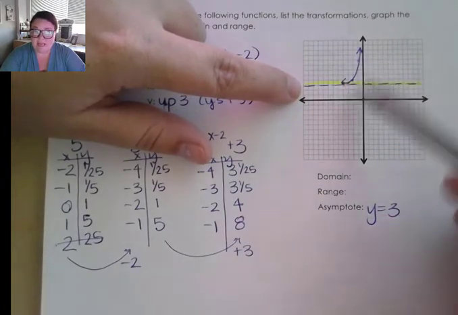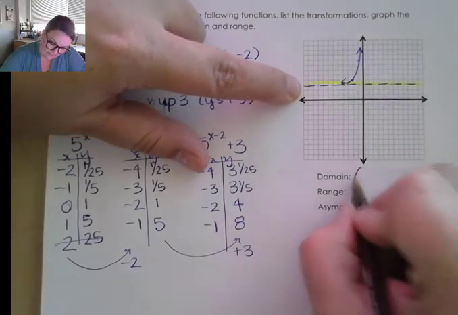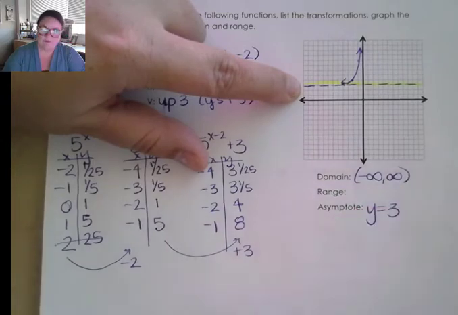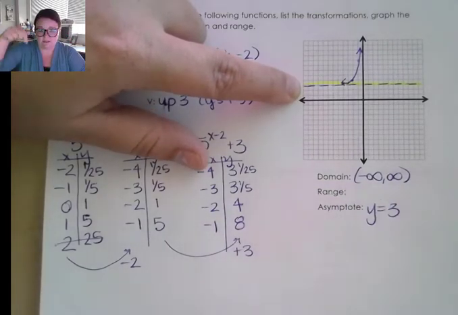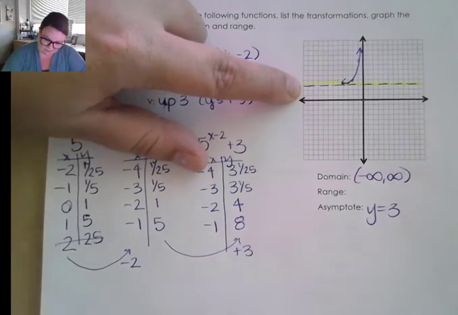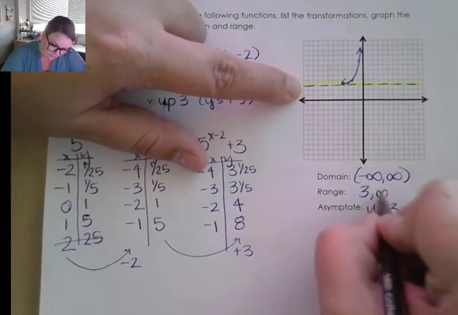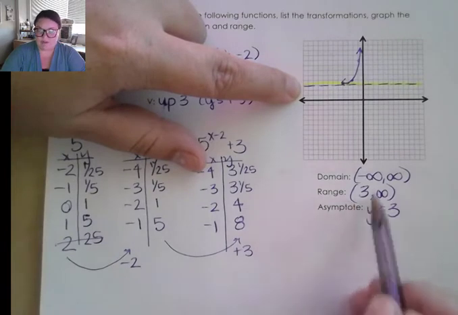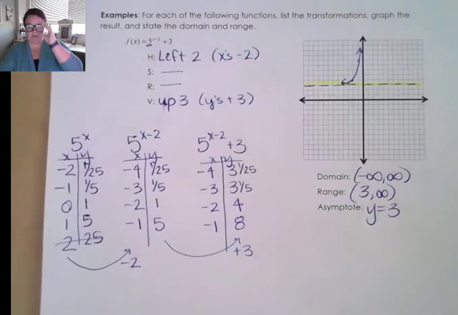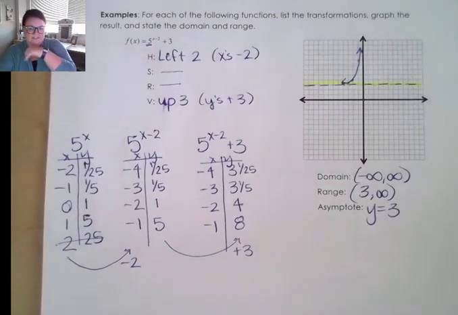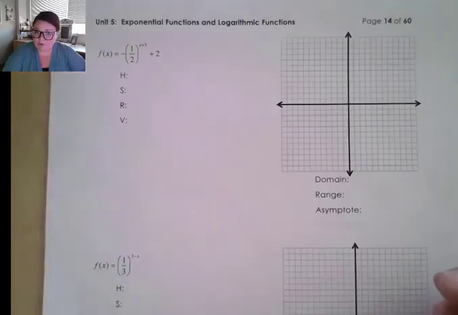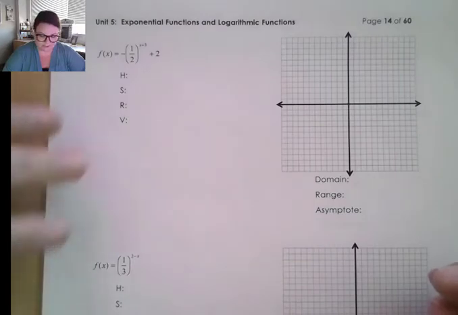So the domain of any exponential function is from negative infinity to infinity because it keeps going left and right. And our range in this case is our lowest y value, which is where the asymptote is at 3, up to infinity. And we want to make sure we use a parenthesis to show that it does not equal 3, right? That is our asymptote. All right, we're going to look at about 4 more examples, and I'm going to give you all some to try.